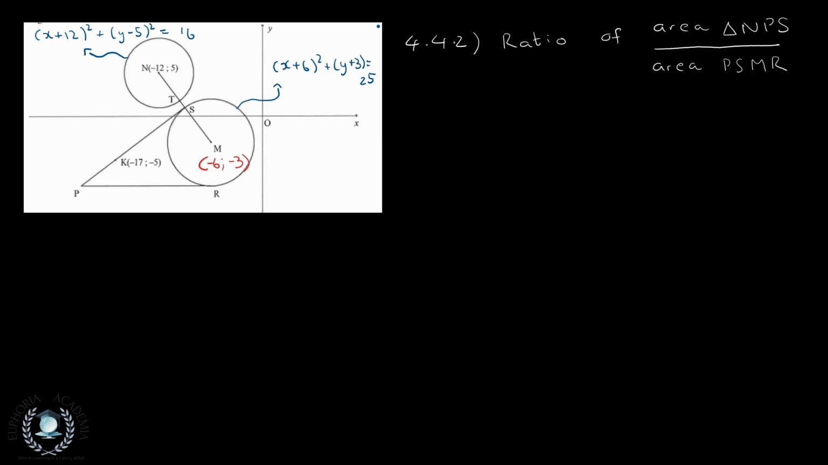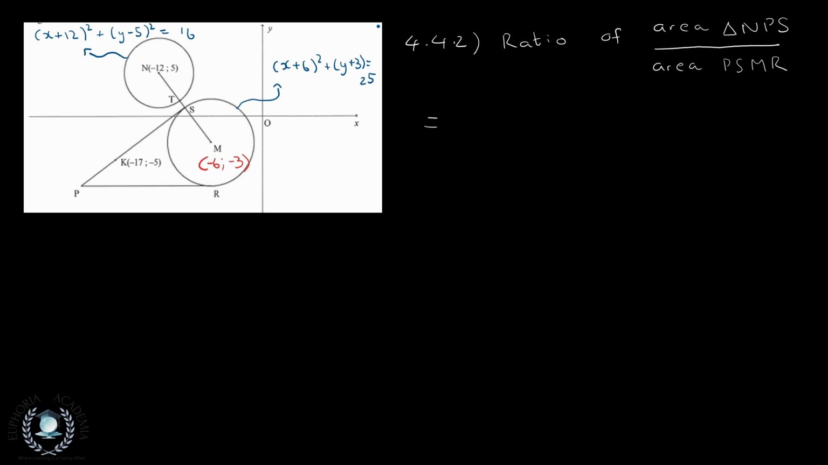Right, for question 4.4.2, which is the last question, we're asked for the ratio of the area of triangle NPS over the area of the quadrilateral PSMR. Alright, so what we're going to do is just substitute our formulas for each, and then we're going to see what we end up with.